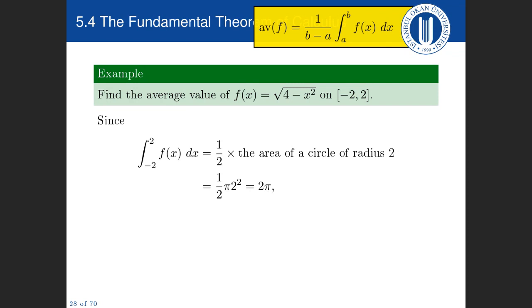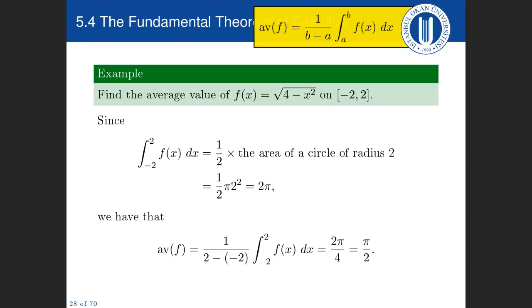And then using the formula in the yellow box, we divide by the width of the interval from minus 2 to 2, so we're dividing by 4. So 2 pi divided by 4, or pi over 2. What does that look like on the picture?